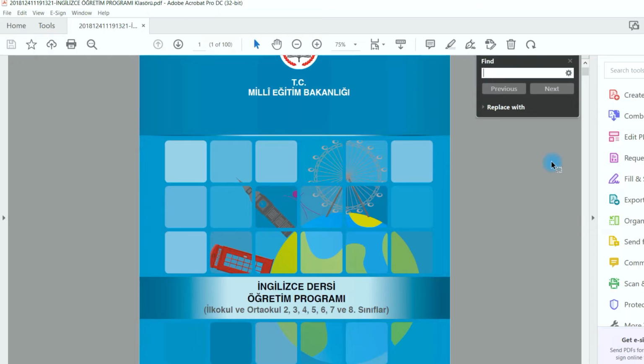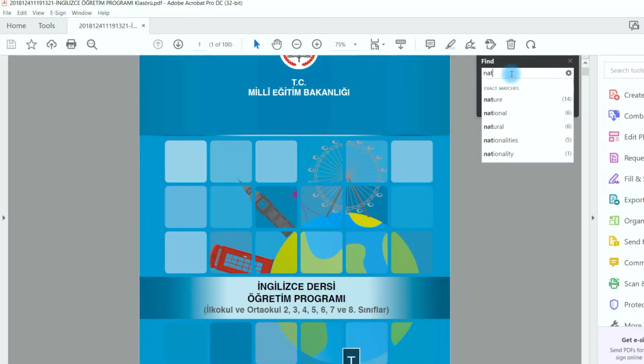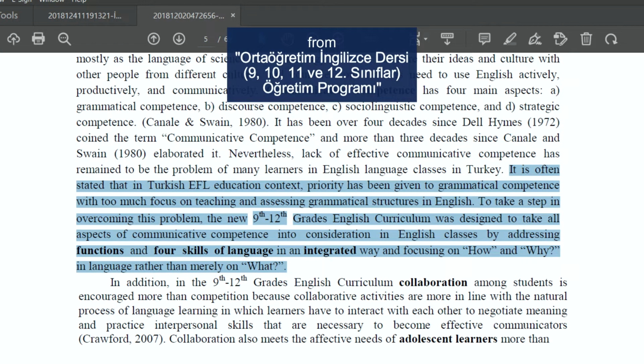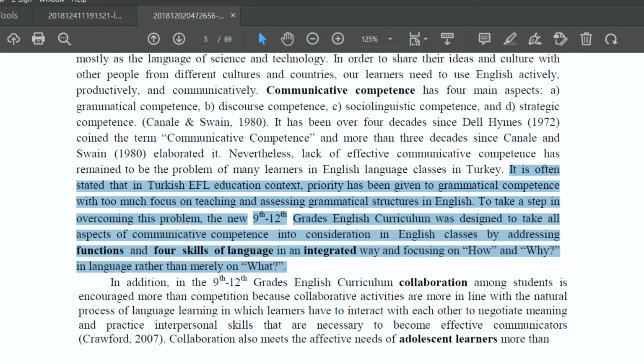In fact, I have searched the primary and secondary school curriculums and found 0 references to translation in them. I have also searched both primary and secondary school programs for grammar and found only 1 reference. It reads: it is often stated that in the Turkish EFL education context, priority has been given to grammatical competence with too much focus on teaching and assessing grammatical structures in English. To take a step in overcoming this problem, pay attention, it is regarded as a problem. Focusing on too much grammar, trying to teach grammar in isolation is a problem. And the curriculum openly, explicitly states this.